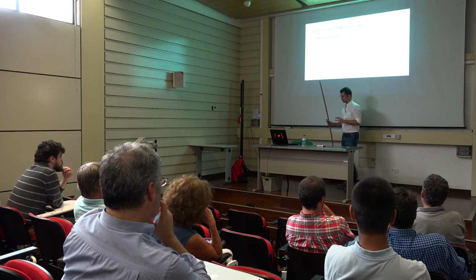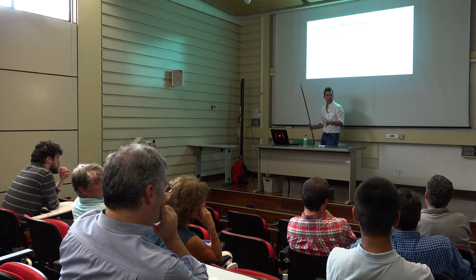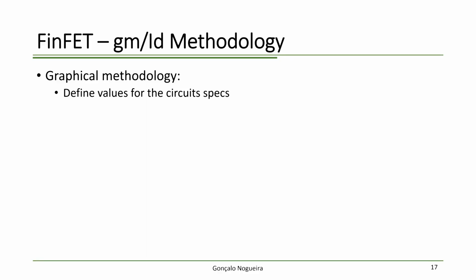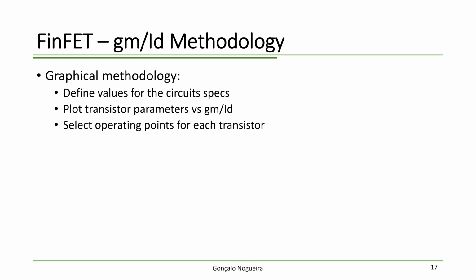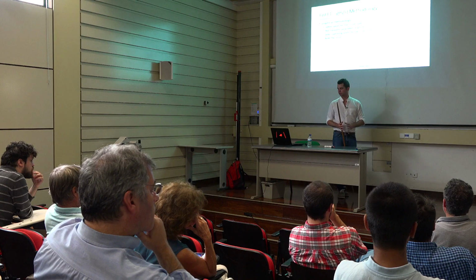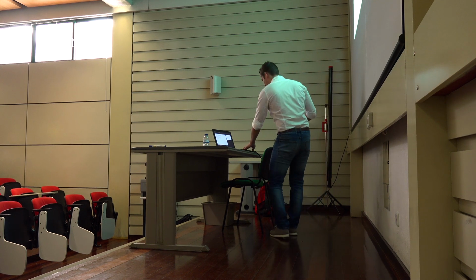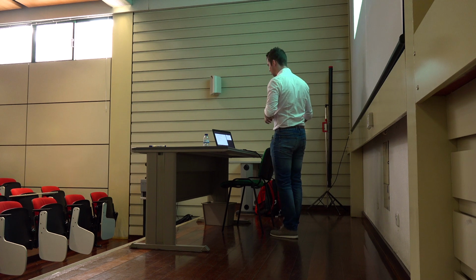So what is the gm over ID methodology? It's a graphical methodology where you plot the transistor parameters, you see how the technology behaves, and you use that. You define values for the circuit specs, you plot transistor parameters versus gm over ID, you select operating points for each transistor, and you build the circuit. It seems very simple, I know. It can be a little complicated for people who have never done it before.